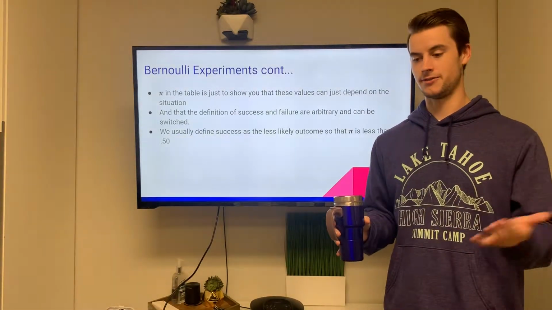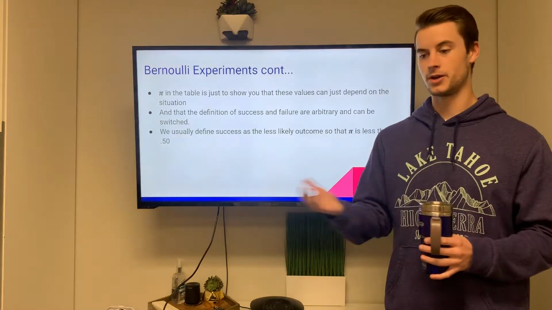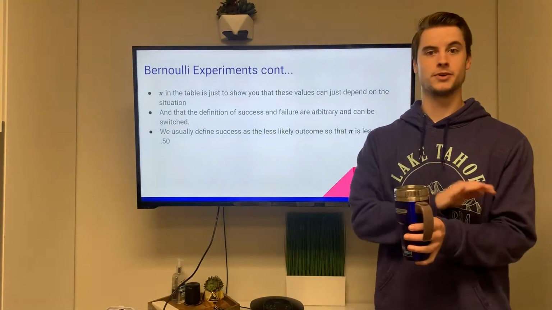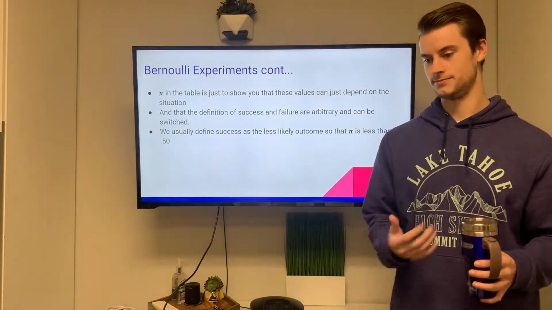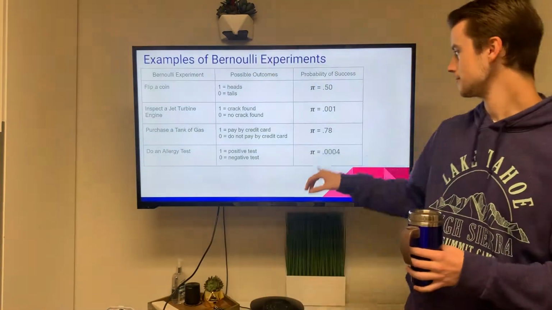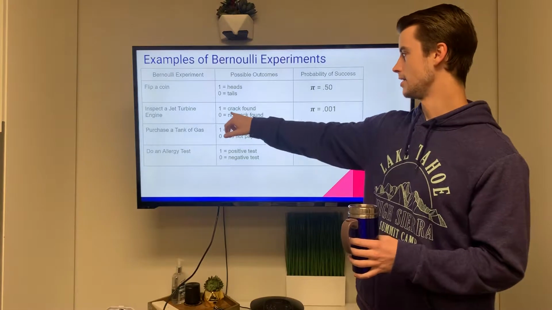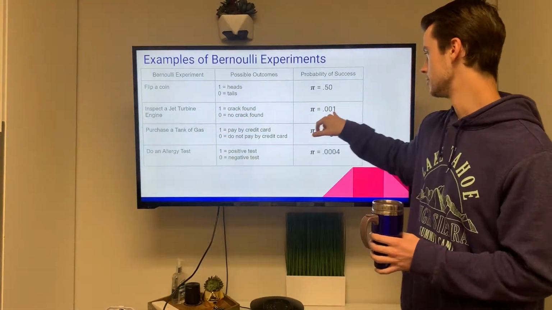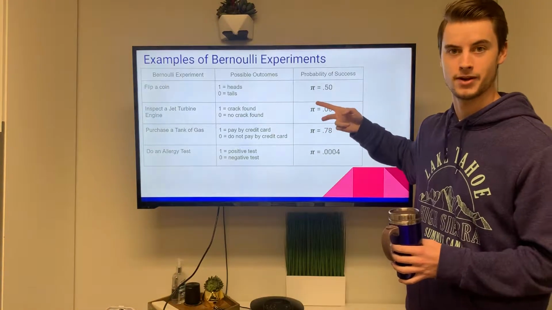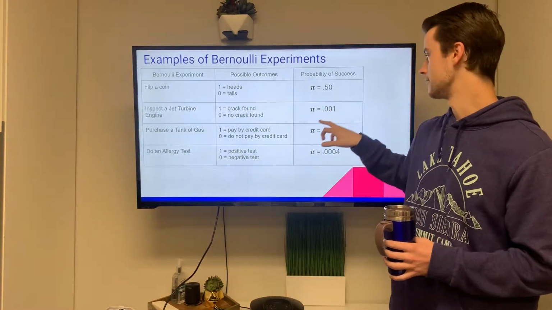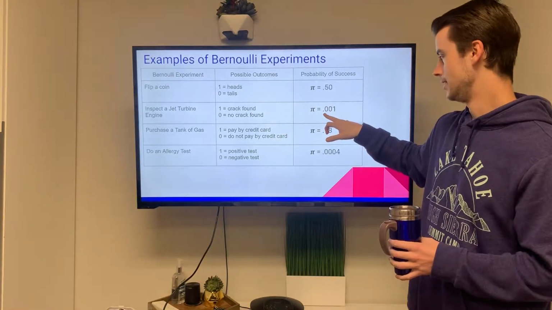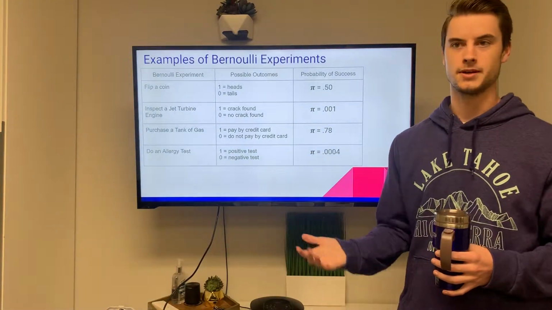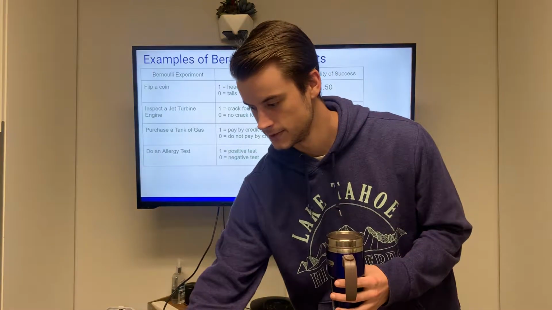And the definitions of success and failure are arbitrary. So they can be switched and flip-flopped however you want. In this case, if you switched these, and 1 would be no crack found, which would be a success, and 0 would be crack found, you would just flip the pi value. So then our probability of success would be 0.999, okay? That's what that means.